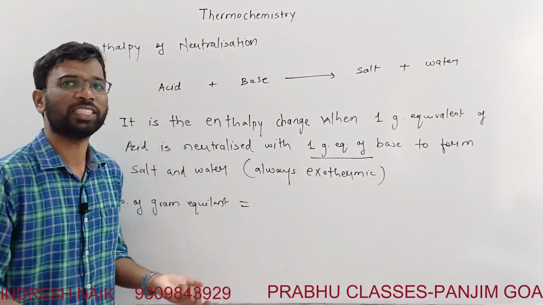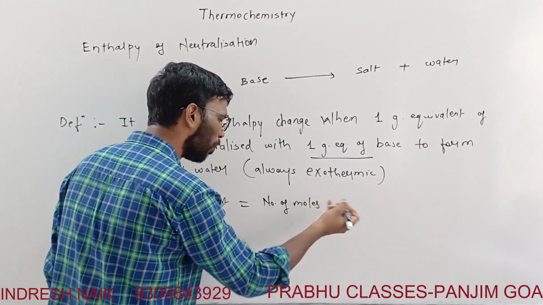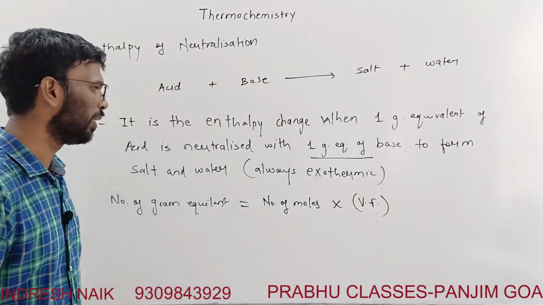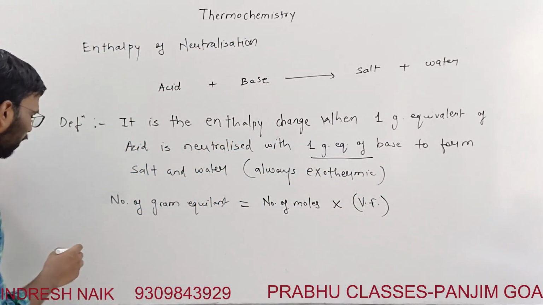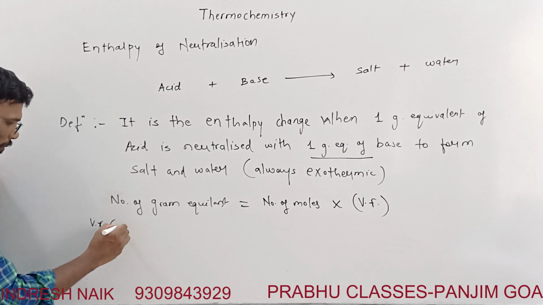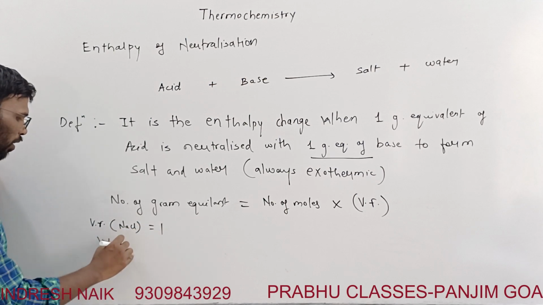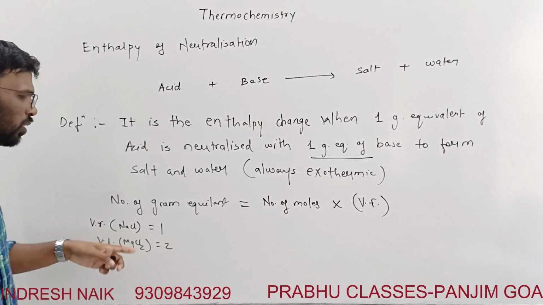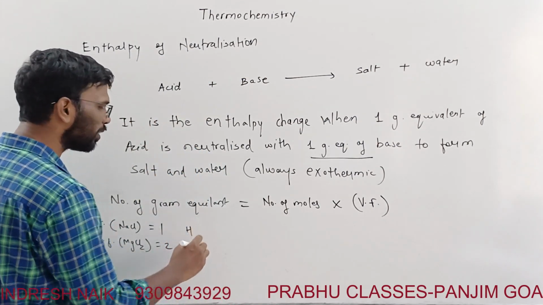The number of gram equivalents of any substance is given by the number of moles multiplied by the valency factor. Sometimes we call that the n factor also. For example, the valency factor for NaCl is 1. For MgCl2, this value is 2, because for salts it is taken as the charge; Mg is plus 2. For acids it is taken as the basicity.